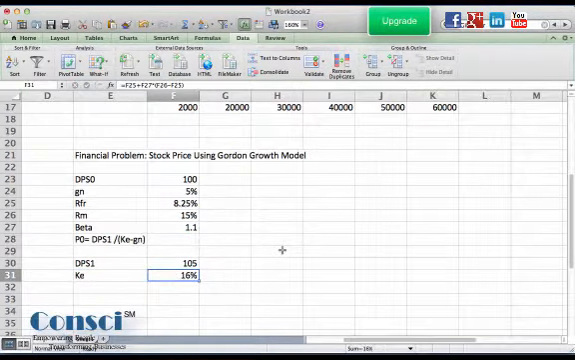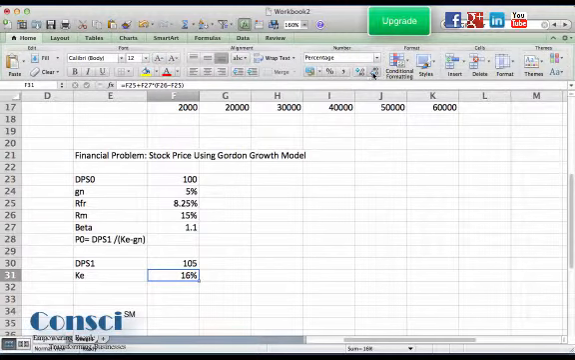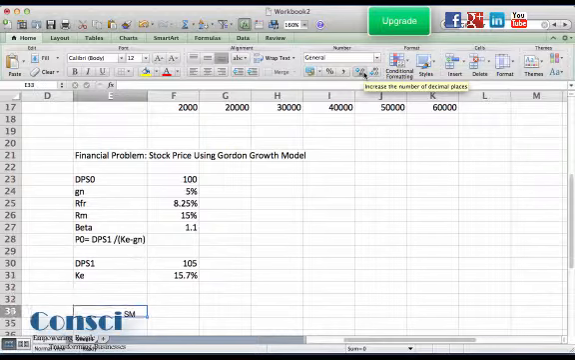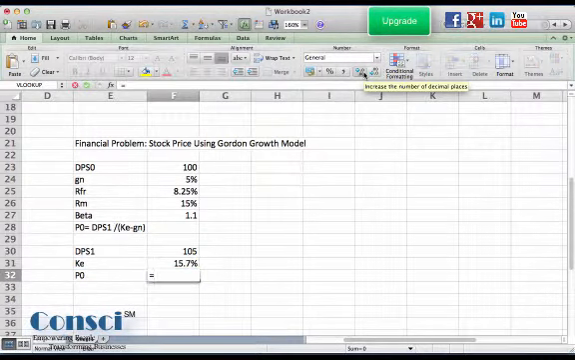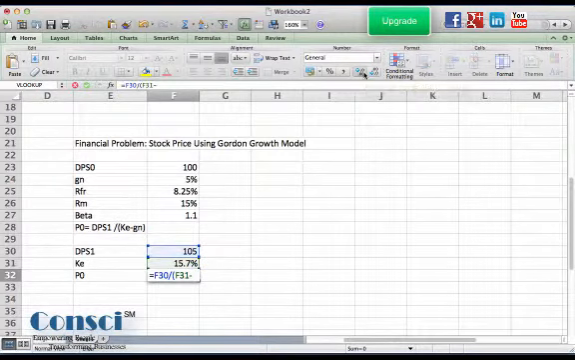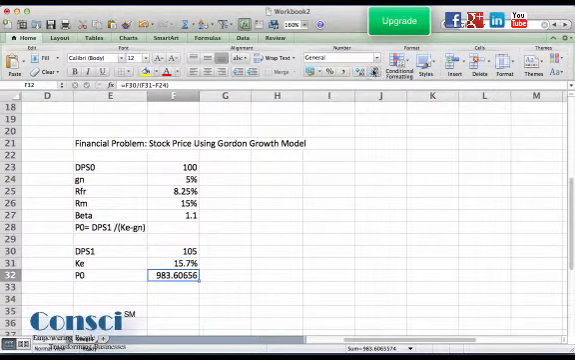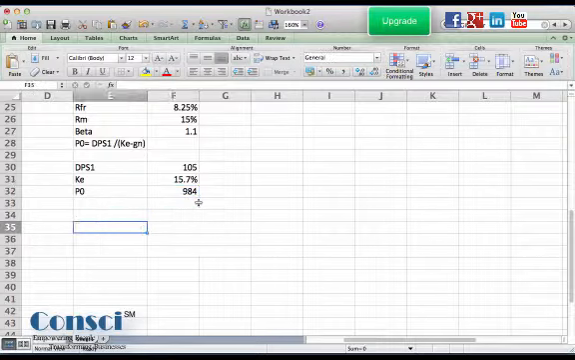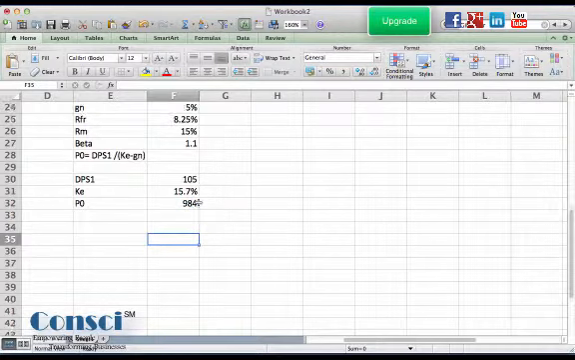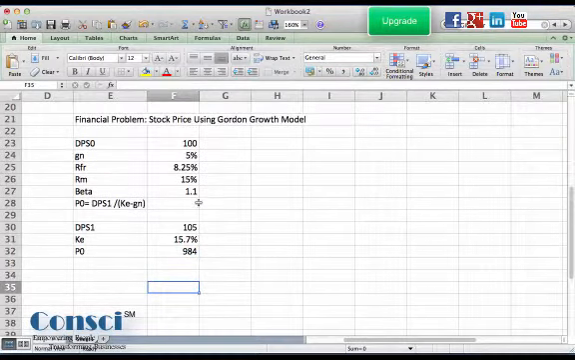We will represent it in percentage format, and then we need to calculate the P0. So the P0 is given by DPS1 divided by (Ke minus Gn). So this is the basic computation that gets done over here. Now this P0 is the ultimate outcome of this computation.